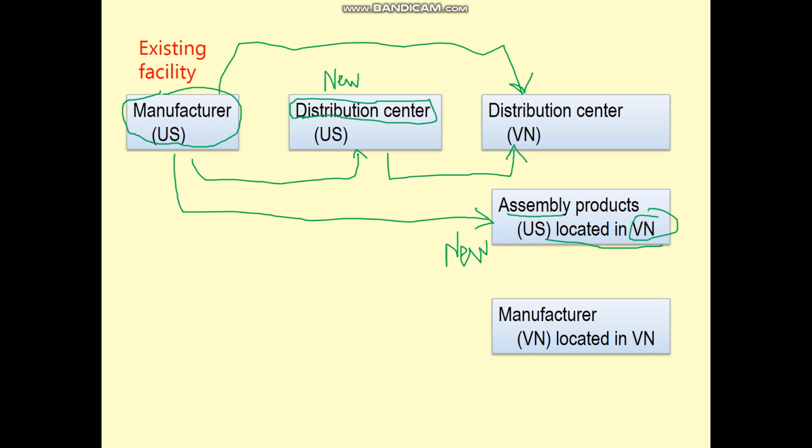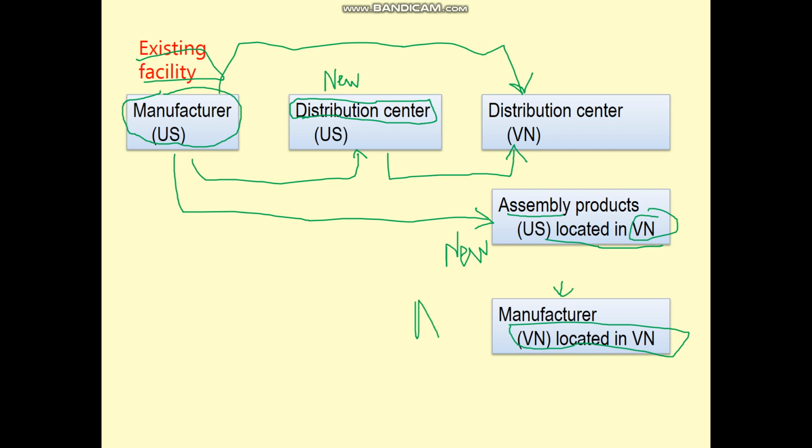And the last one is full local production. It means they will not produce the product in the existing factory, but they open a complete facility in the new market, that is in Vietnam. So they open a factory here so that they can produce the product here.